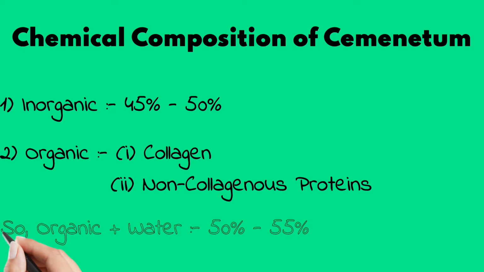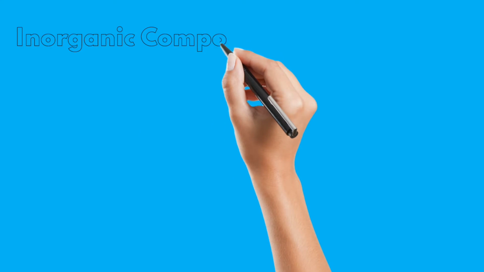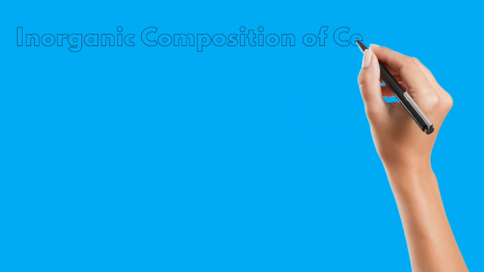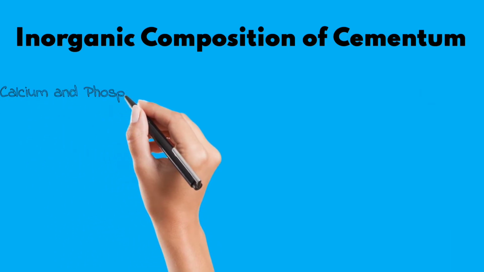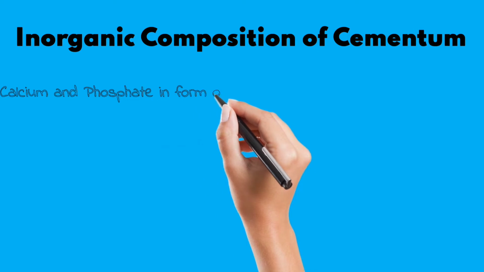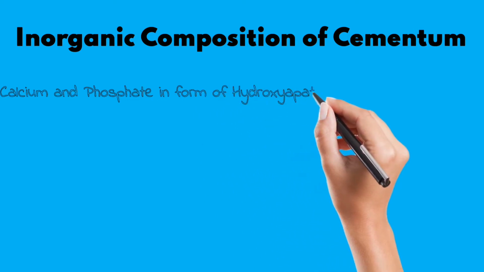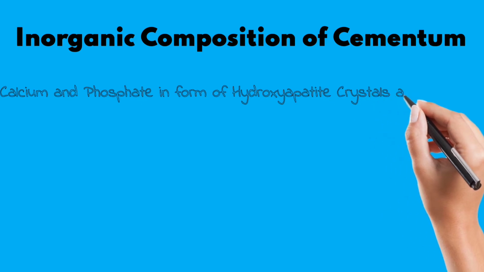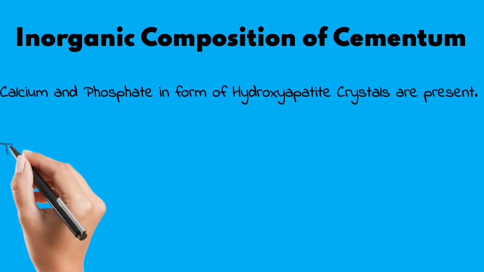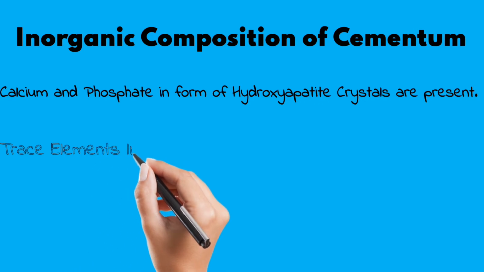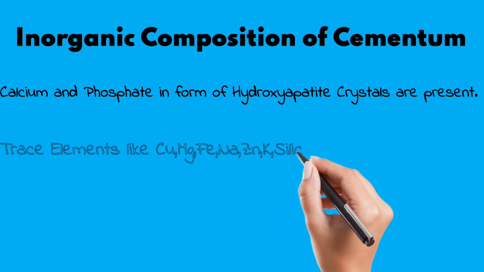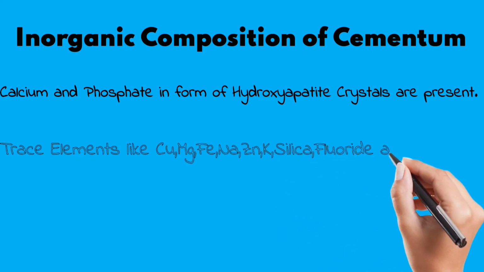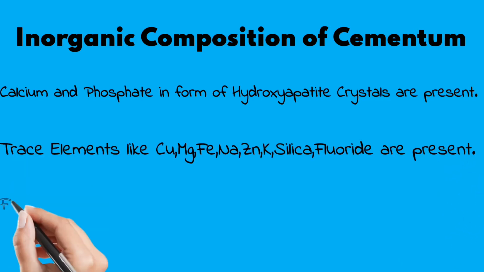Now let's study the inorganic composition of the cementum. The inorganic components present in the cementum are mainly calcium and phosphates in the form of hydroxyapatite crystals. Also, some trace elements are present like copper, magnesium, iron, sodium, zinc, potassium, silica, and fluorides. Friends, it is very important to note that fluoride ions are present in the highest concentration in the cementum as compared to any other hard tissues in our whole body.